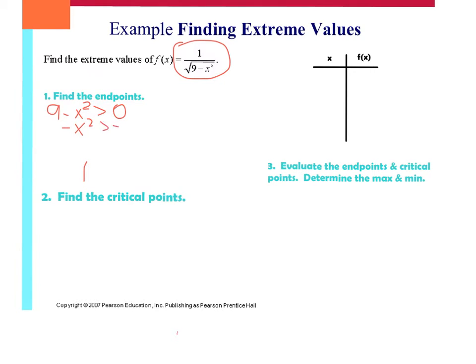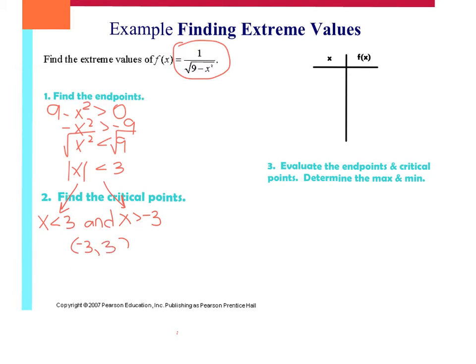So I'll subtract 9 from both sides. When I divide by a negative, of course, we flip the inequality. And then I'll take the square root of both sides. The square root of x squared we know to be the absolute value of x is less than 3. Well, with absolute value, I'm actually teaching this in Algebra 1 right now. And with less than, it's going to be an and solution. So x will be less than 3, and x will be greater than negative 3. So we can see then our domain is an open interval from negative 3 to 3. So there are no endpoints. So we do not have to worry about any extreme values occurring at the endpoints.